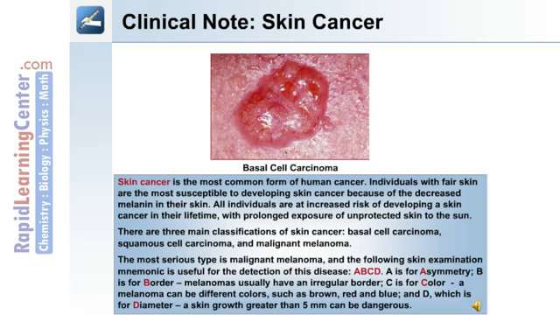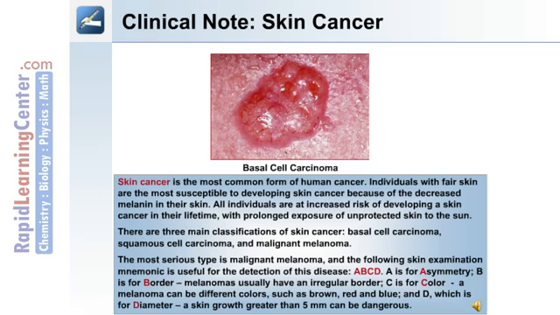The following is a clinical note on skin cancer. Skin cancer is the most common form of human cancer, and individuals with fair skin are the most susceptible to developing skin cancer because of the decreased melanin in their skin. However, all individuals are at increased risk of developing skin cancer with prolonged exposure of unprotected skin to the sun. There are three main classifications of skin cancer: basal cell carcinoma, squamous cell carcinoma, and malignant melanoma.